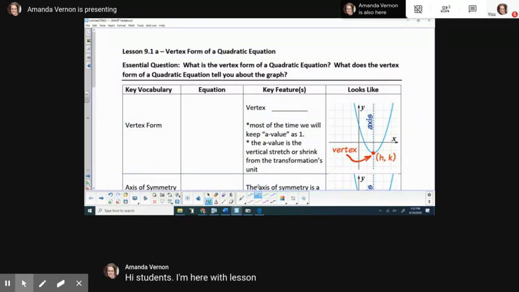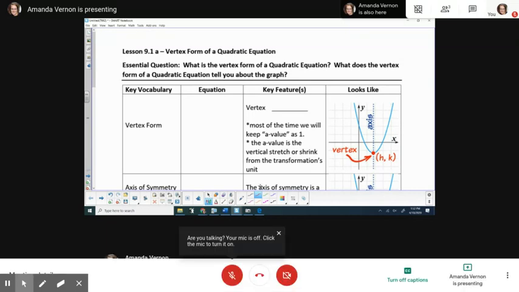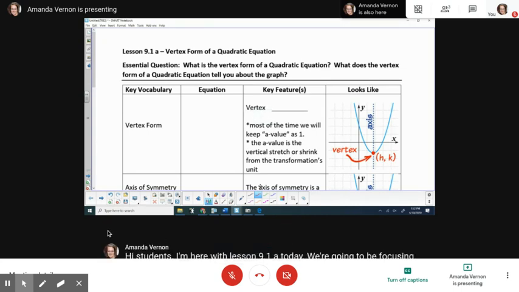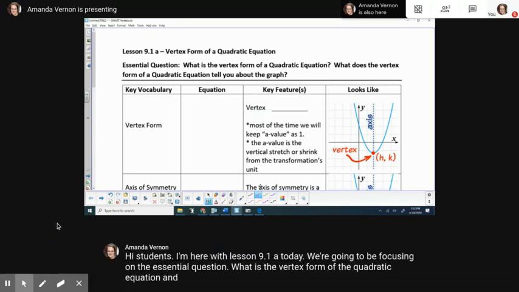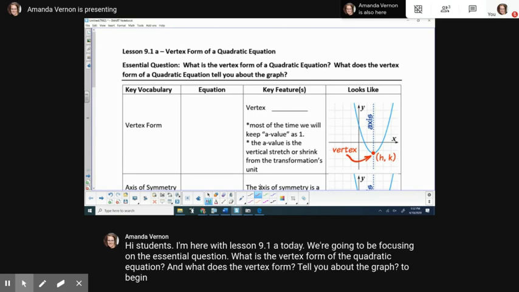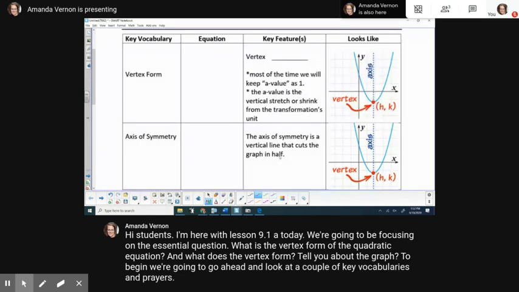Today we're going to be focusing on the essential question: what is the vertex form of the quadratic equation, and what does the vertex form tell you about the graph? To begin, we're going to look at a couple key vocabularies and features of what this is going to involve. So the first part we have here is the equation in vertex form.